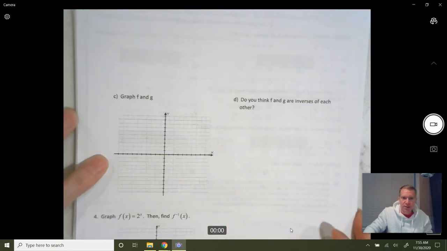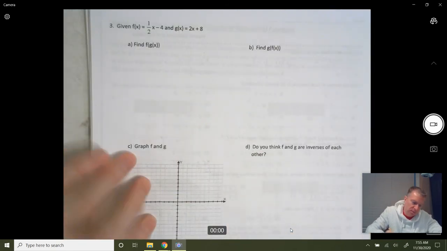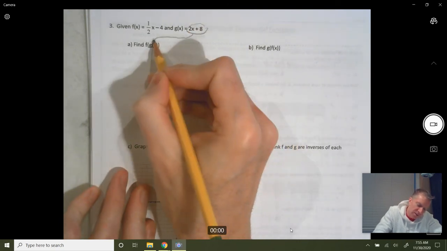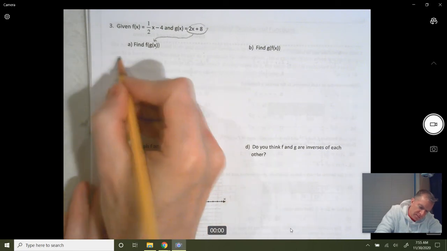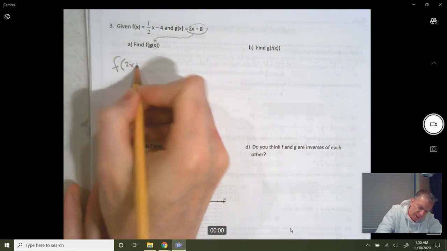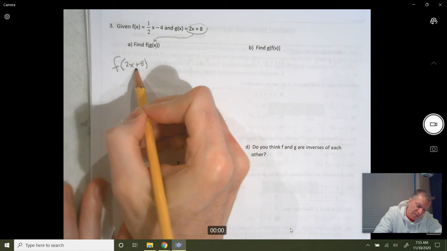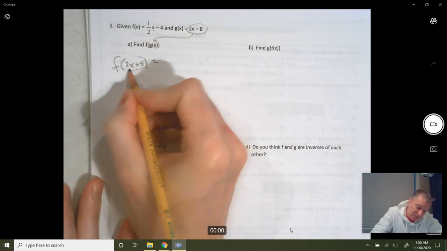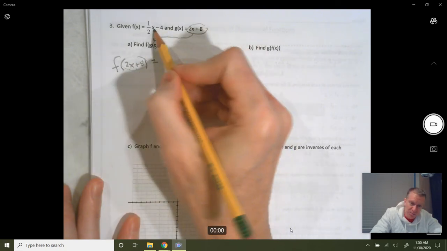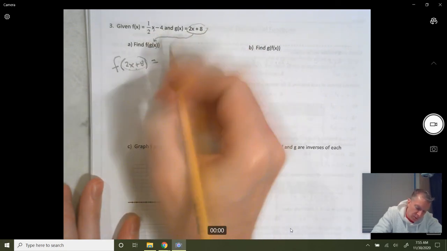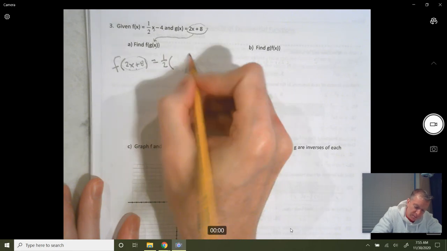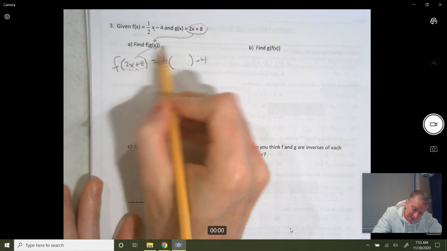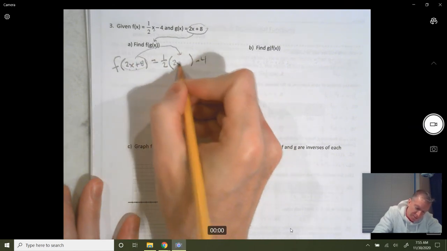Find f of g of x. So this is kind of interesting. So you're going to take the g of x. This thing becomes the input into the f function. So f of 2x plus 8. Well, if I'm putting something into the f function, this entire thing has to fit in where x goes. So the f function says I take an input, multiply by 1/2, and subtract 4. So 1/2 times something minus 4. Now, if this is my input, I put the entire thing in there, 2x plus 8.